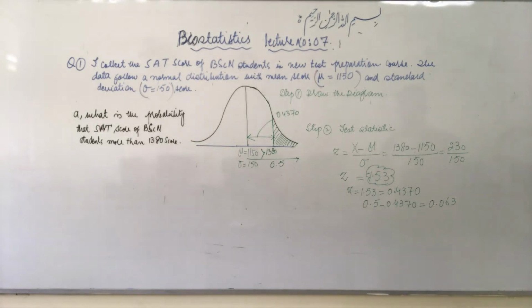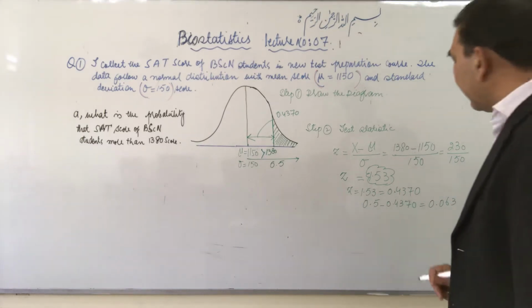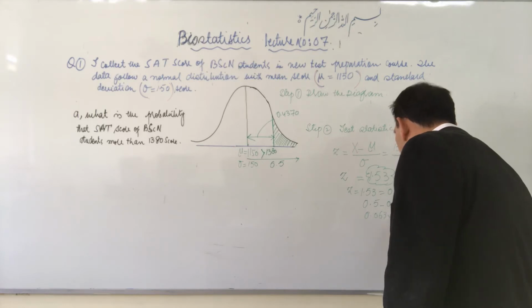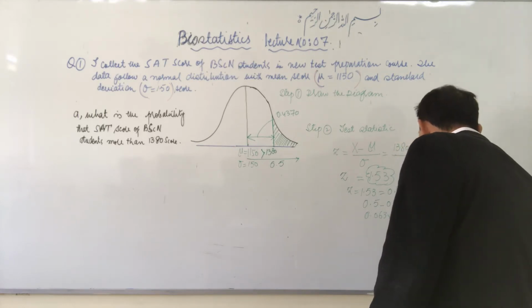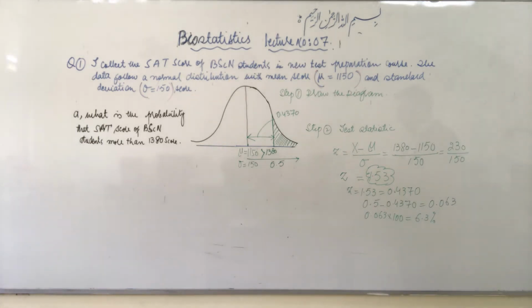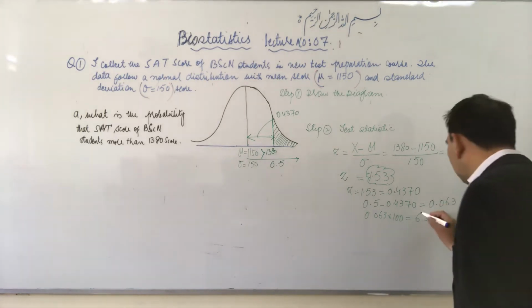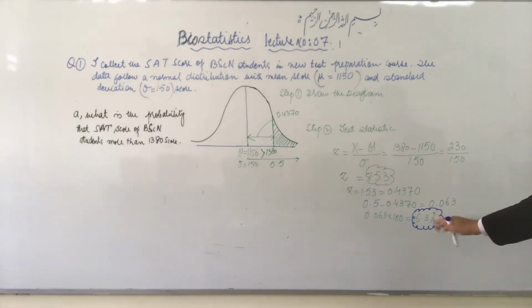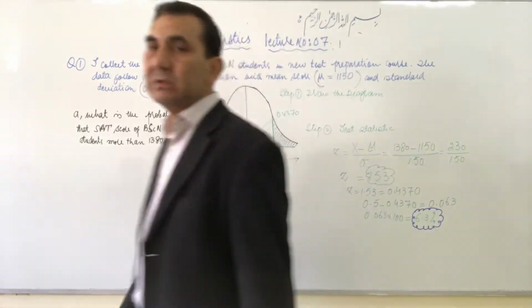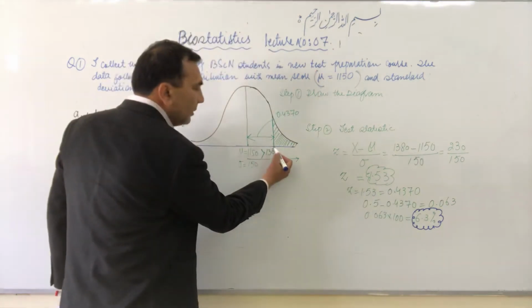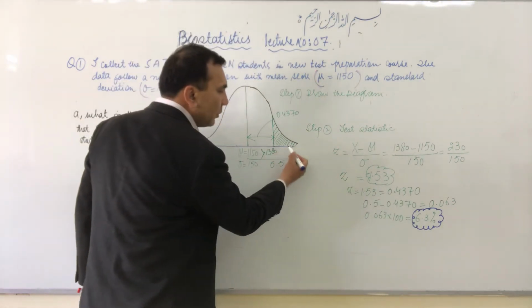Now we multiply 0.063 by 100, which gives 6.3. So 6.3% is the probability area of students who scored more than 1380.